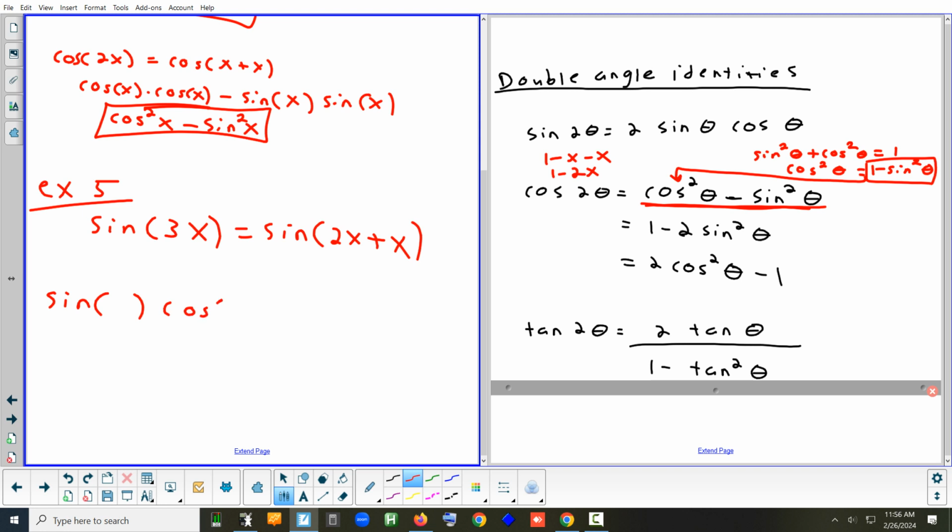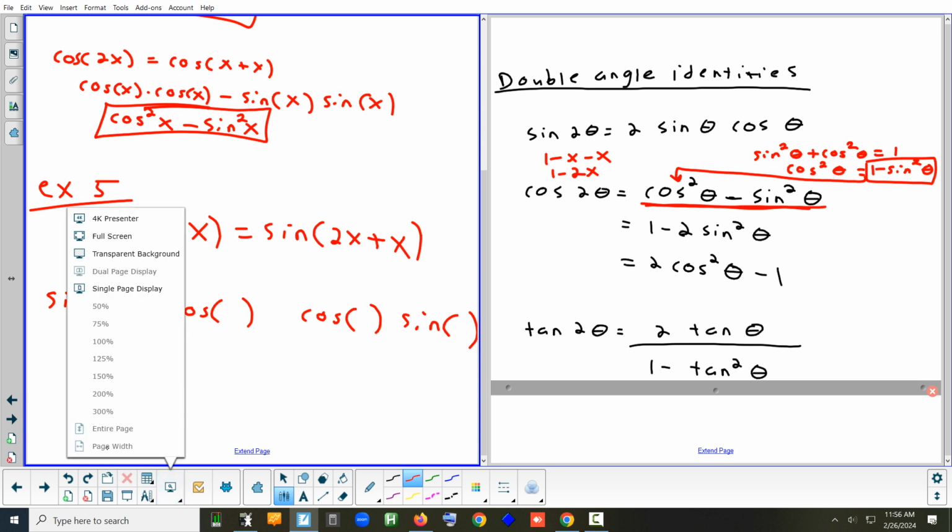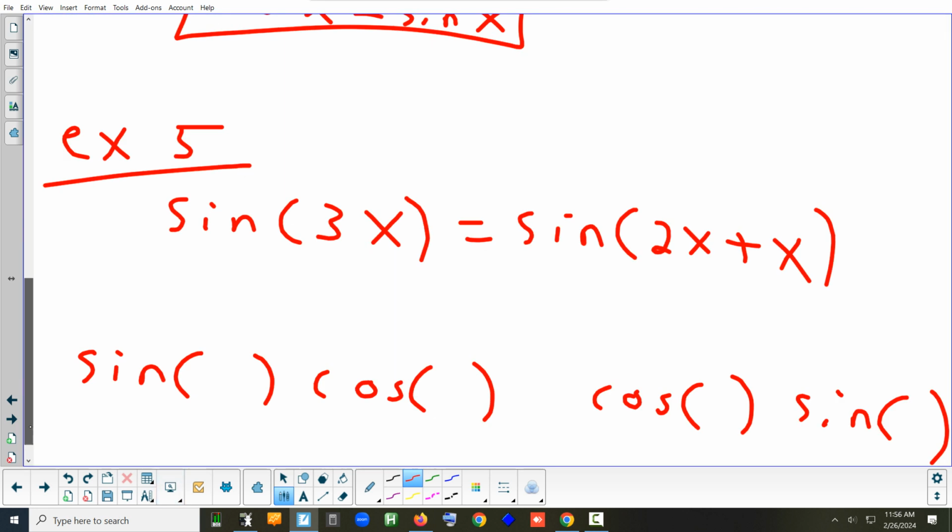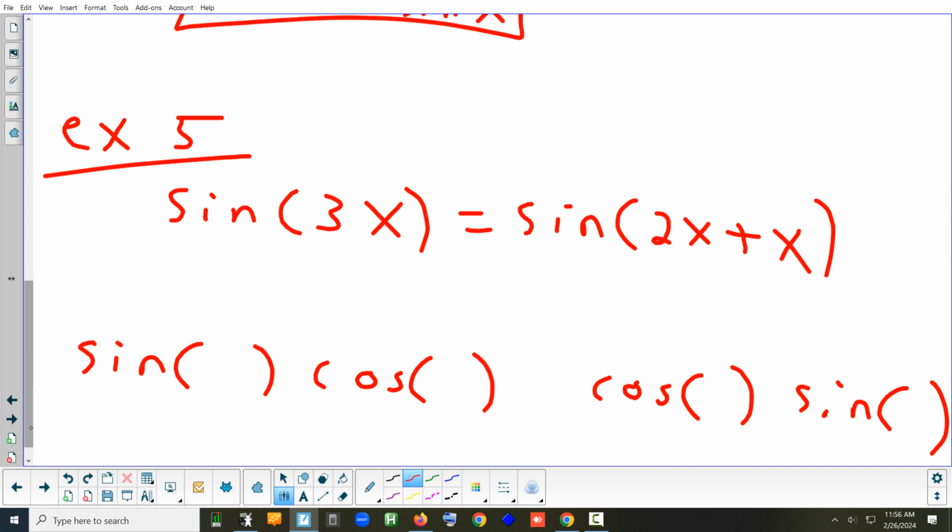Sine, cosine. Cosine, sine. What symbol goes between? Plus. Yep. We put a plus because it's sine. The sign moves it back. And what's our first angle? 2x. What's our second angle? x.